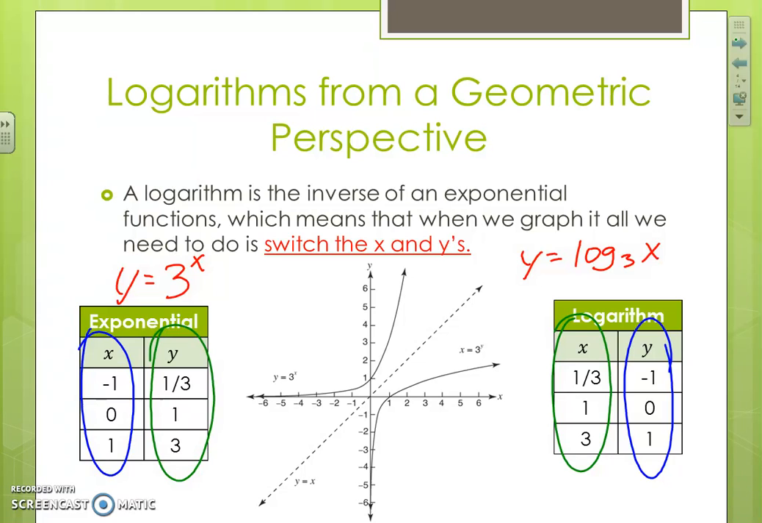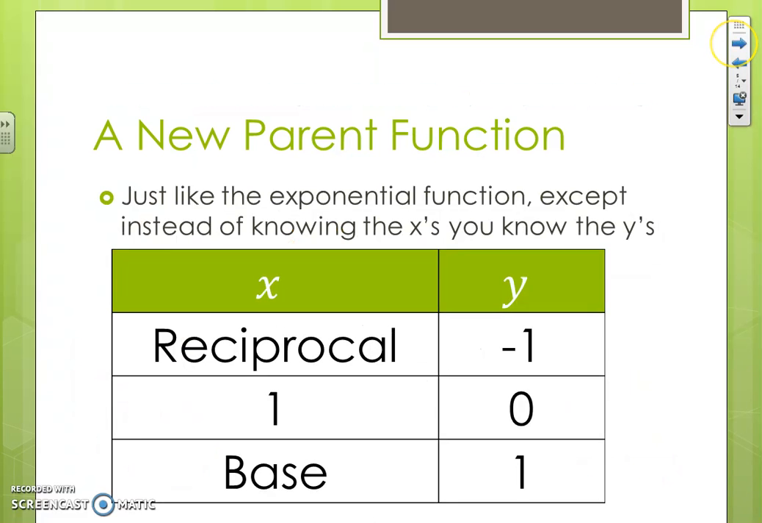Okay? So, in summary, you're going to know your y values when you create your chart. It's going to be -1, 0, and 1. So -1 will be paired with your reciprocal now. 0 will be paired with 1, and 1 will be paired with your base. Okay, and the only other thing that we need to talk about with this is with your exponential functions, you had a horizontal asymptote. So your reverse of that, for the logarithm function, you need to make sure that you include a vertical asymptote.